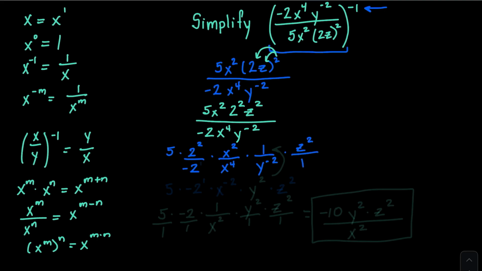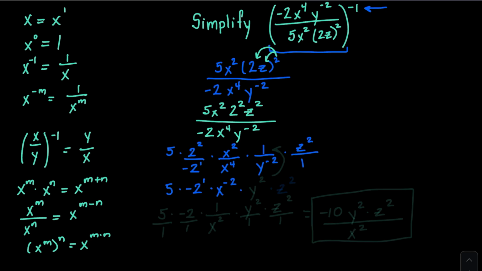Now let's simplify by subtracting our exponents. 5 is alone. Invisible 1 with my 2. 2 minus 1 is 1. So this is -2 to the 1. X squared over x to the 4th: 2 minus 4 is -2.